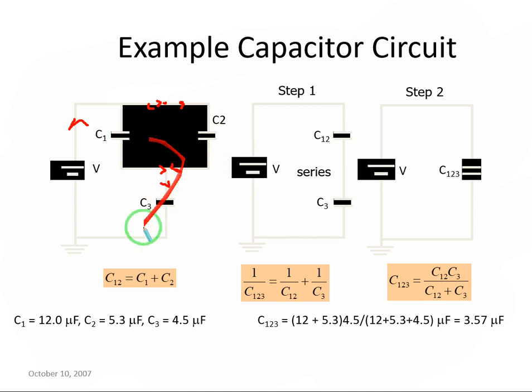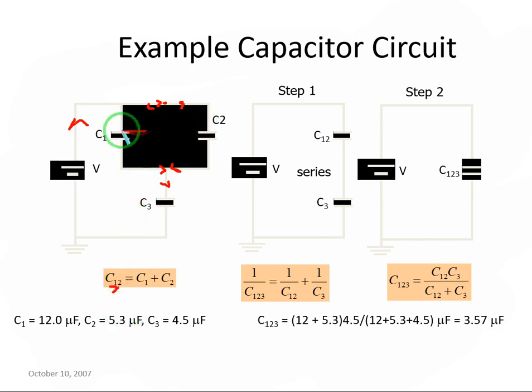So for a parallel we have the formula C equals C1 plus C2. This is your parallel. C1 is equal to 12 microfarad, C2 is equal to 5.3 microfarad, and C3 is equal to 4.5 microfarad. This is equal to C1 plus C2, so put in the values of C1 and C2 here and you will get your answer. Now once you solve C1 and C2, the result will be C12.